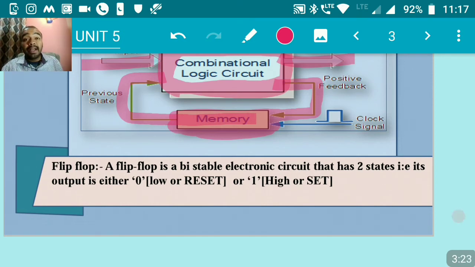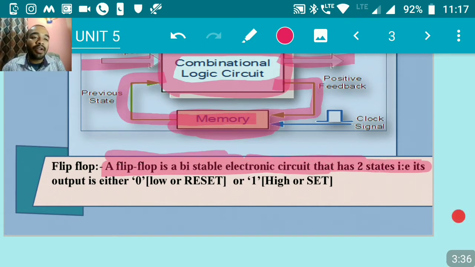So before getting into the flip-flops, let us understand what a flip-flop is. A flip-flop is a bistable electronic circuit. It is just a bistable electronic circuit, and it has two stable states. That is why it is called a bistable electronic circuit. So the given flip-flop has two stable states. What are the two stable states? One is 0, the other one is 1.